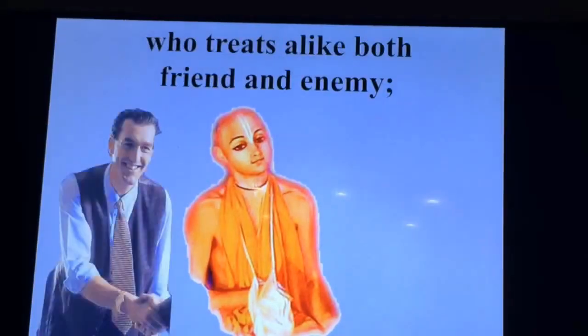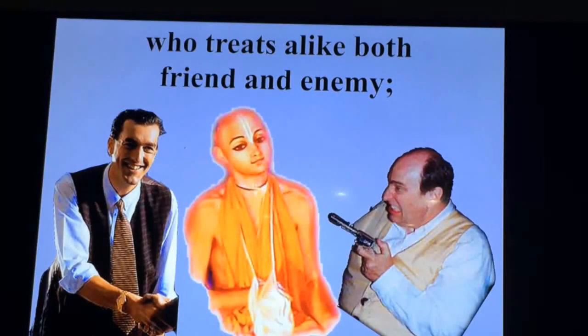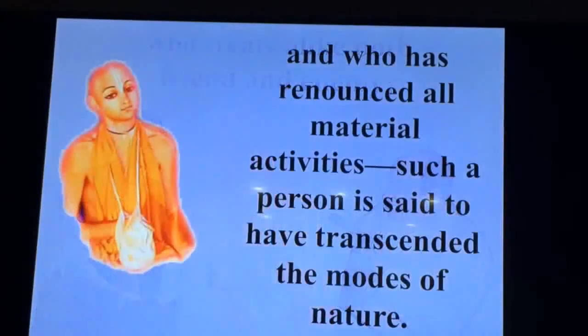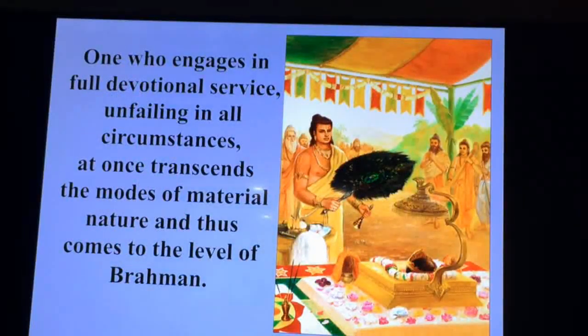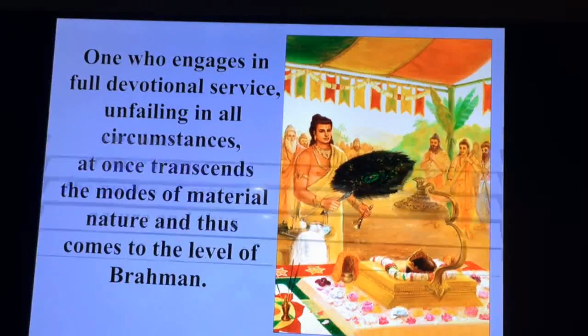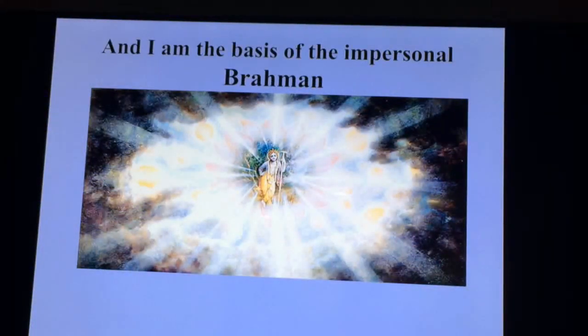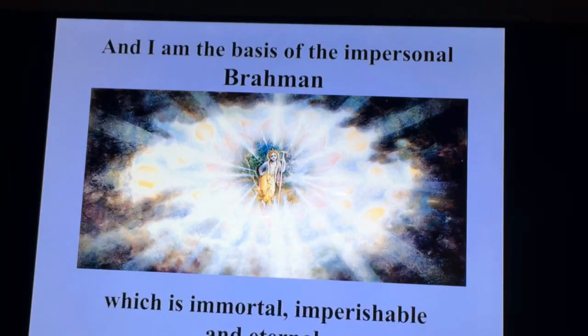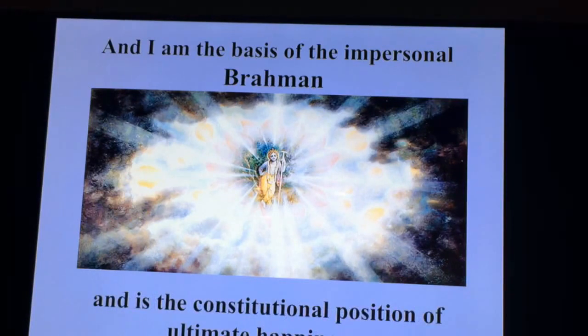who treats alike both friend and enemy, and who has renounced all material activities. Such a person is said to have transcended the modes of nature. One who engages in full devotional service, unfailing in all circumstances, at once transcends the modes of material nature and thus comes to the level of Brahman. And I am the basis of the impersonal Brahman, which is immortal, imperishable, and eternal, and is the constitutional position of ultimate happiness."